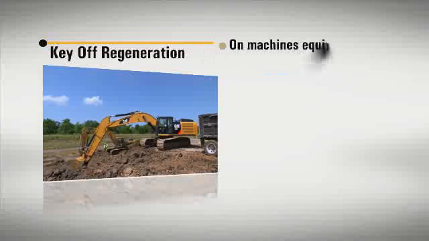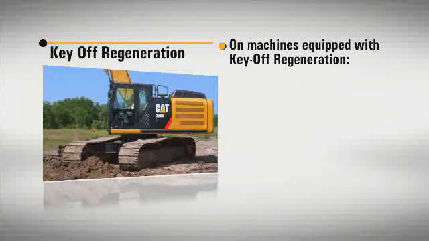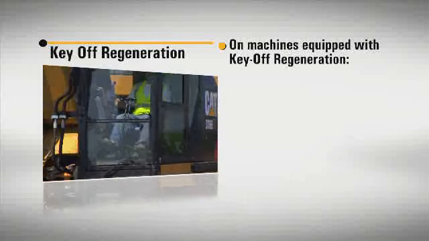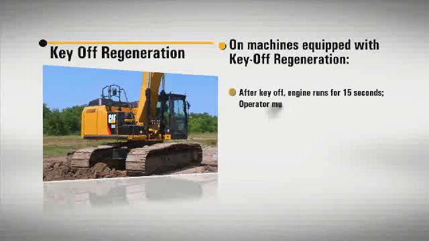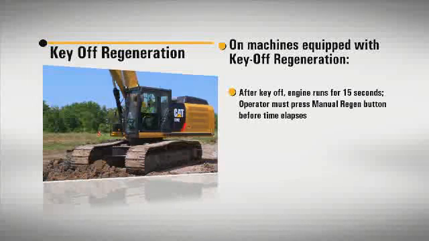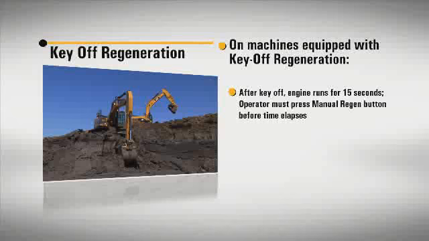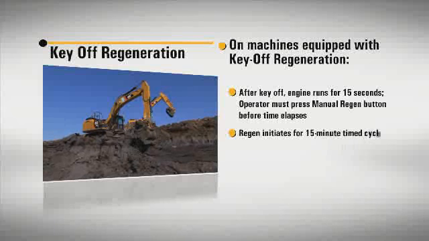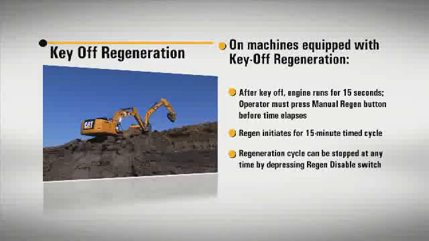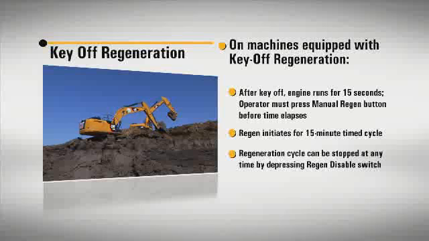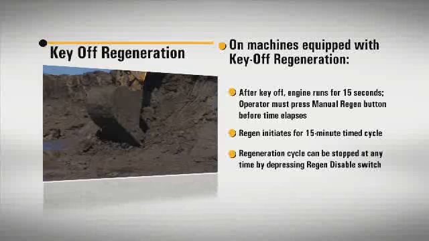Machines that offer the delayed engine shutdown feature may also offer key-off regeneration. To utilize the key-off regen function, the machine must be in either automatic or manual regen before the key switch is turned off. If the machine is in auto regen before the key is turned off, the engine will continue to run for 15 seconds. The operator must press the manual regen button within the 15-second window to enable the machine to perform a key-off regen cycle. After regen is complete, the delayed engine shutdown timer will begin counting down from 5 minutes to cool the engine compartment and protect the electronics.